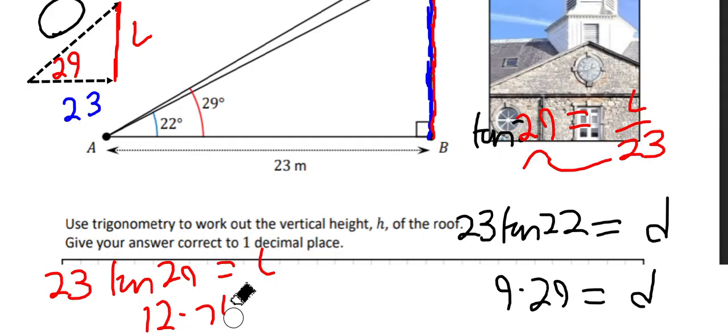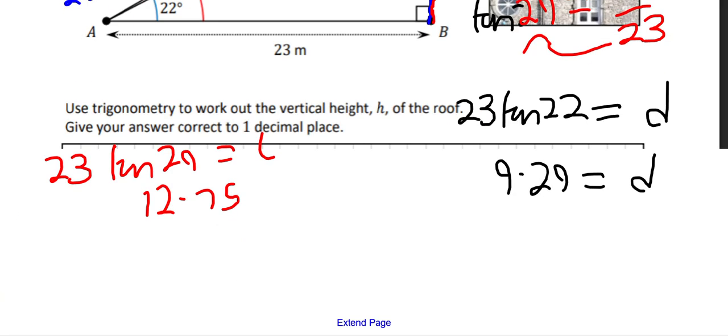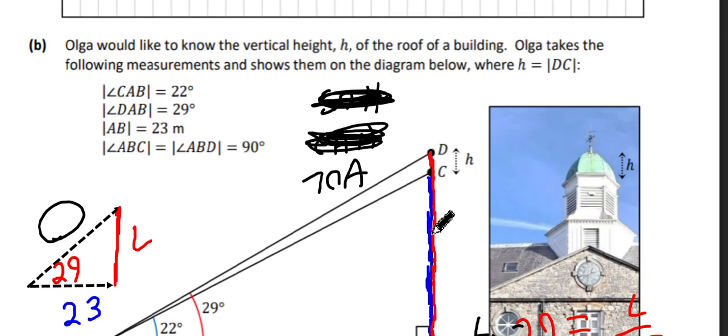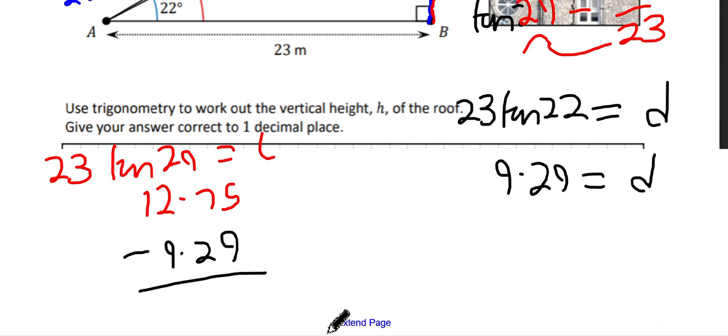12.75 rounded. Now, how do we calculate the H value? Just take them away from each other, because the H value is the difference between the red line and the blue line. And what happens when you take them away from each other? 3.46. And it wants it to one decimal place.